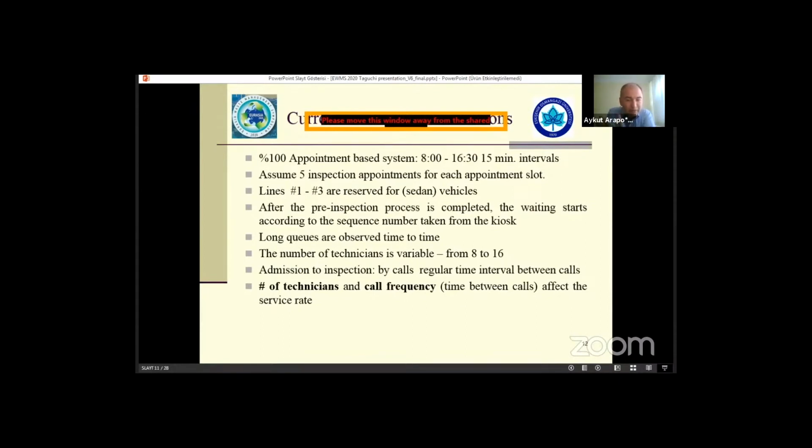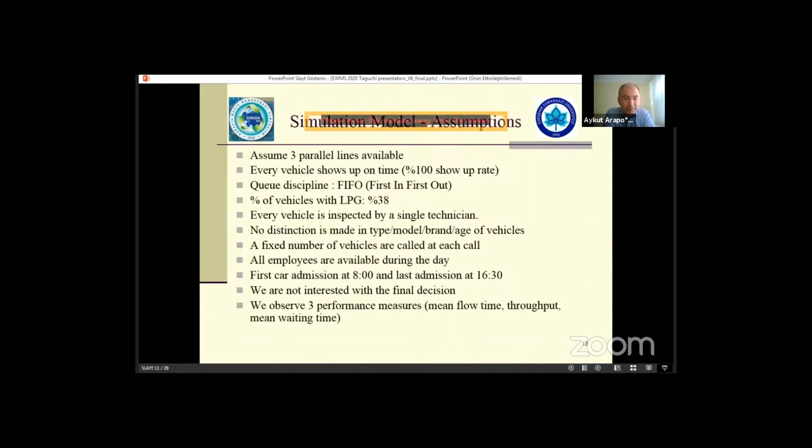So every 10 minutes or every 5 minutes, vehicles are called for inspection. The number of technicians and call frequency, the time between calls, determine the service rate at the station. These are some assumptions related to the simulation study.